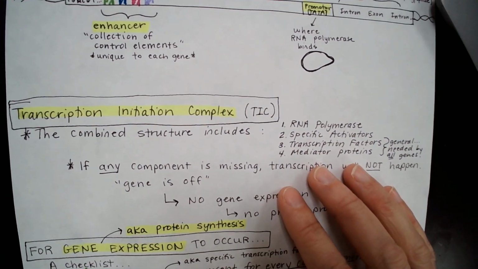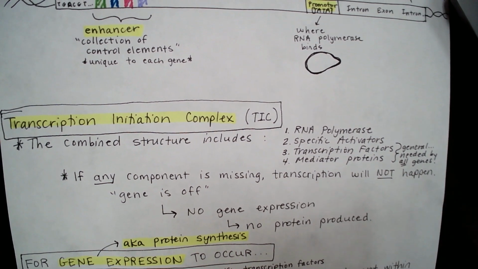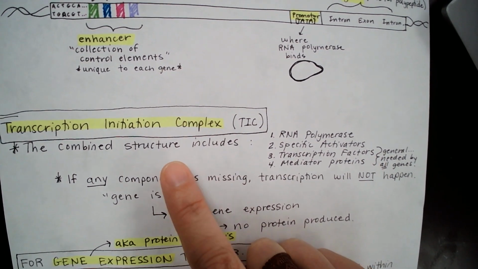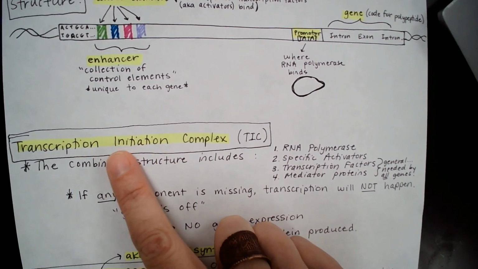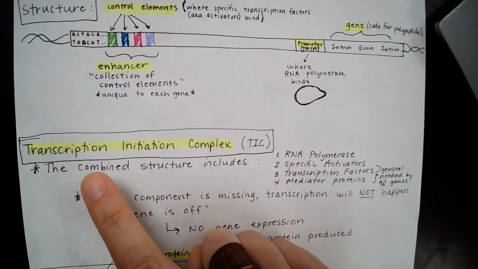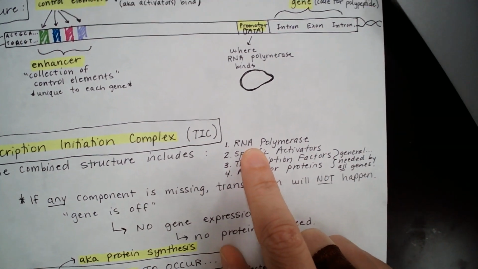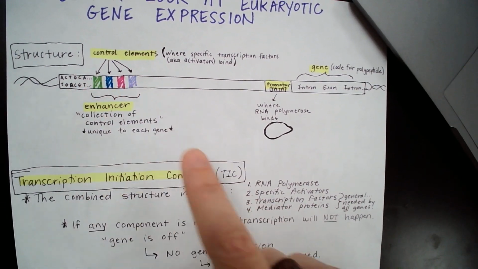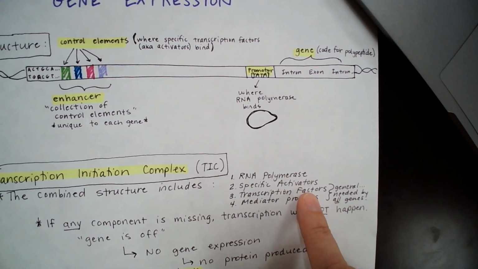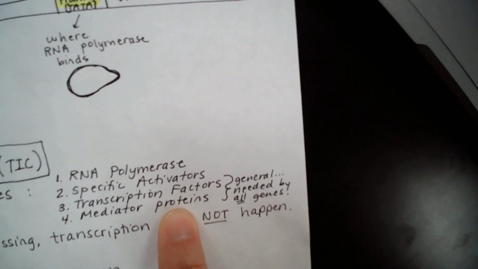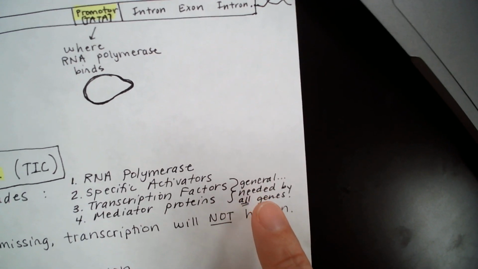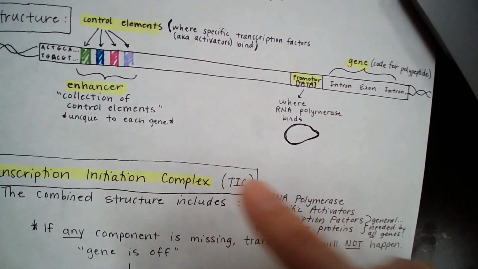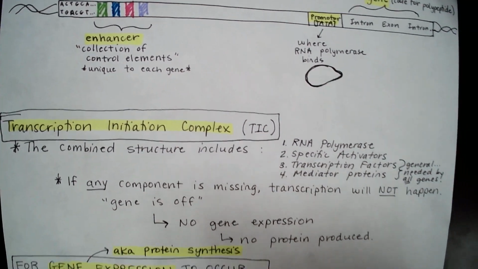Now, the transcription initiation complex. Again, I'm getting so many questions about what this is. The word complex means a structure made of multiple components, okay? It's the combined structure that includes your RNA polymerase, the specific activators for that particular gene, transcription factors, and mediator proteins. Now, those are more general things that are needed by every eukaryotic gene. All of these things come together to make the transcription initiation complex.